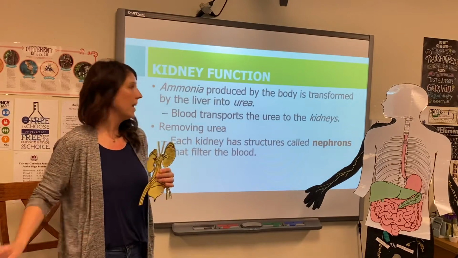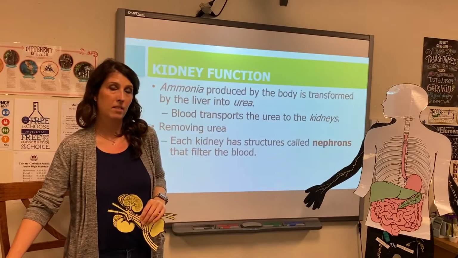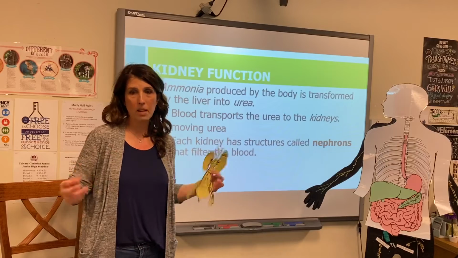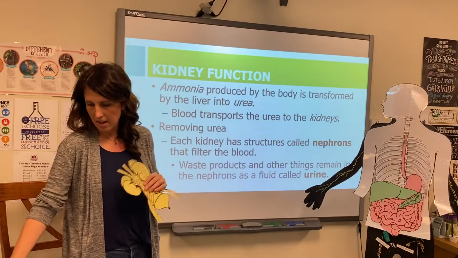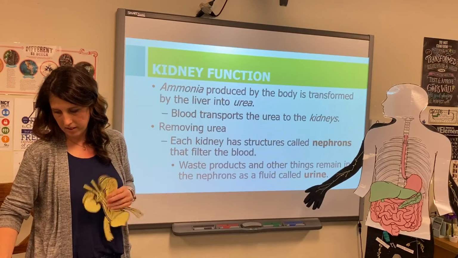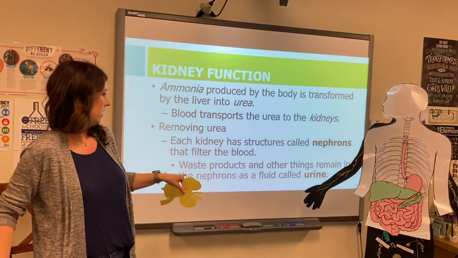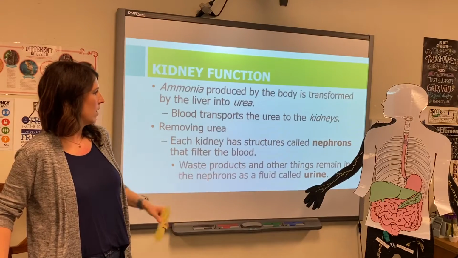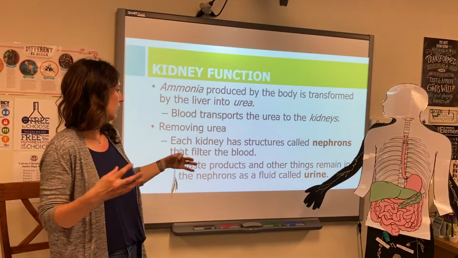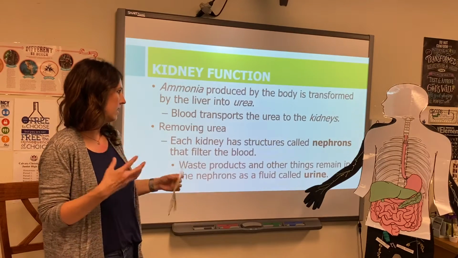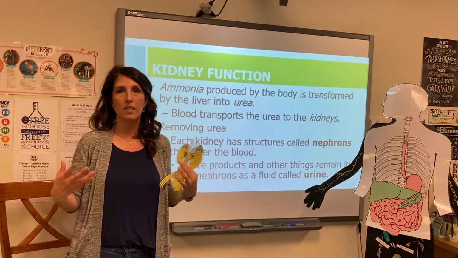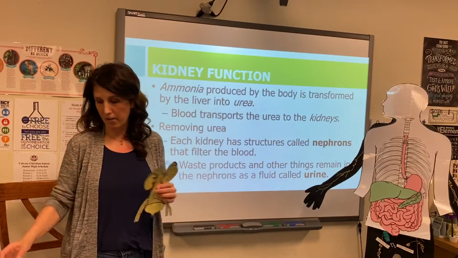Essentially, what they do is they filter the blood, okay? So they filter the blood and they remove the things out of the blood that shouldn't be there, okay? Then waste products and other things remain in the nephrons as a fluid called urine, okay? So any of the waste products that were in the blood and the urea, they remain in the nephrons as urine. Well, we don't want the urine to stay there. It's still toxic, and so we need to get it out of our bodies.